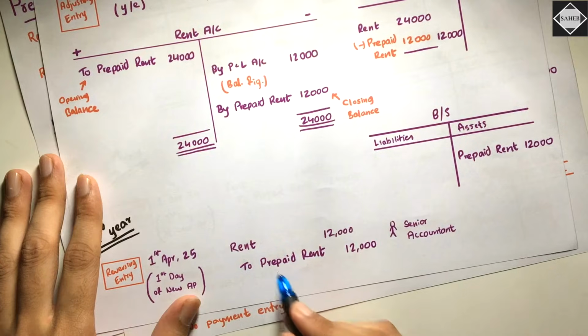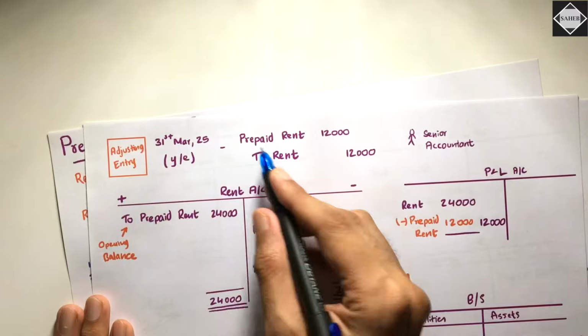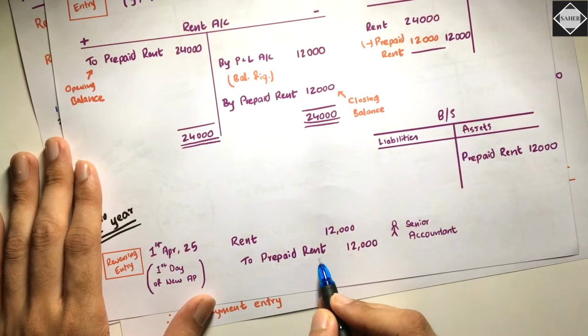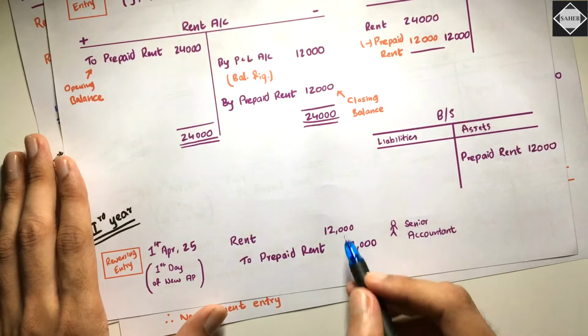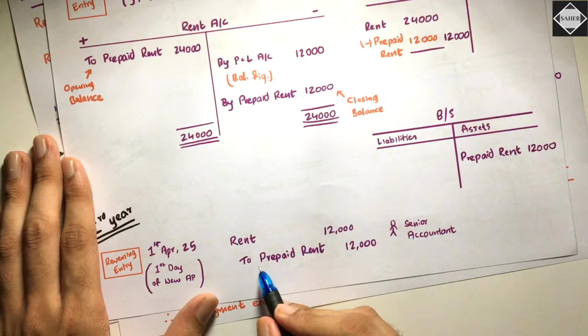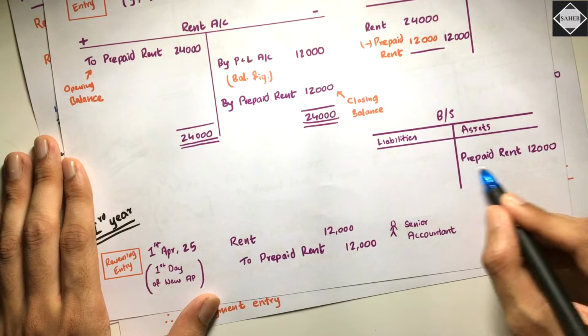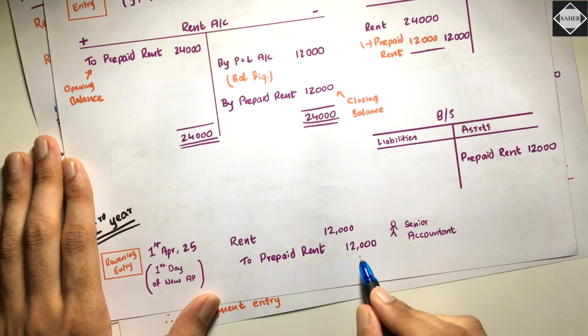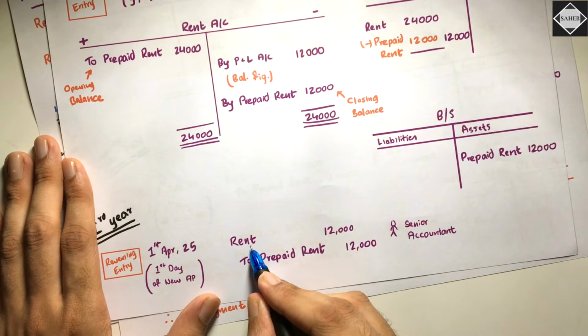12,000, 12,000, rent to prepaid rent. Here it was prepaid rent to rent. Now exact opposite, rent account debit to prepaid rent. You know now how reversal entry is passed. Okay, you know the logic also. What are we doing? Whatever is there in balance sheet, this is being cancelled off over here. It has debit balance, you are crediting it and cancelling it off. And then you're recording the rent.